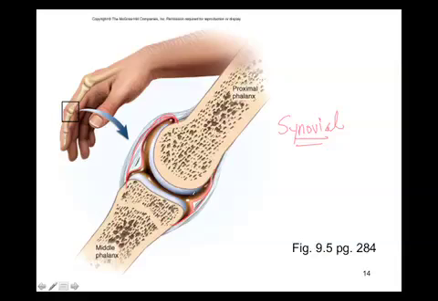Apocrine glands, sweat glands, tear glands, I believe mammary glands, gastric glands, glands in the stomach, and then holocrine would be sebaceous glands. Sebaceous.